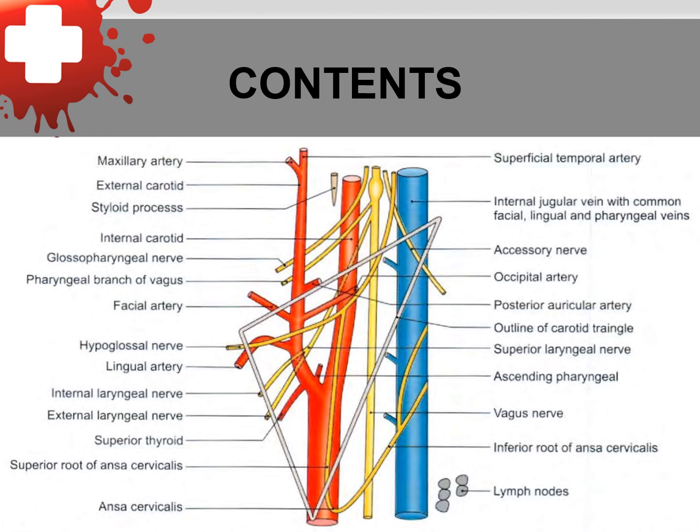After looking at the boundaries, now we see what it actually contains. The contents of the carotid triangle can be divided into three subheadings: the arteries, veins, and the nerves. Firstly, the arteries in the carotid triangle are the common carotid artery and its two branches, the external carotid and the internal carotid artery. The veins include the internal jugular vein with its tributaries, the facial vein, lingual vein, and the pharyngeal veins. And the nerves, the 10th, 11th, and 12th cranial nerves and their branches, are present in the carotid triangle.